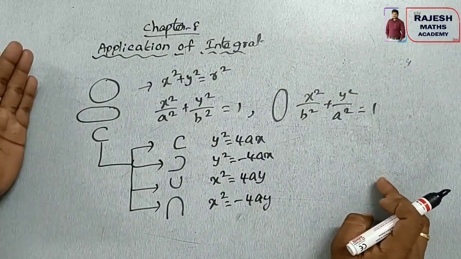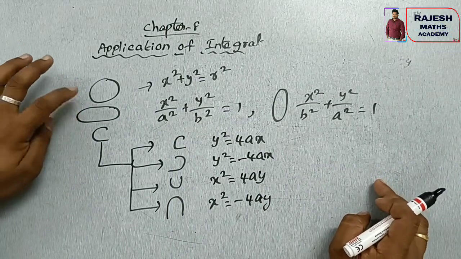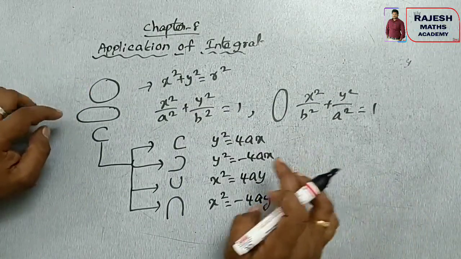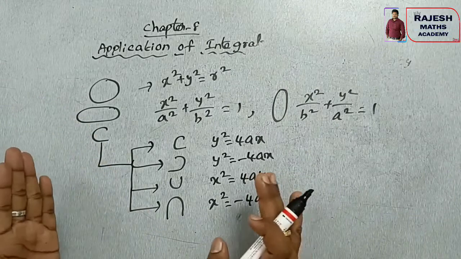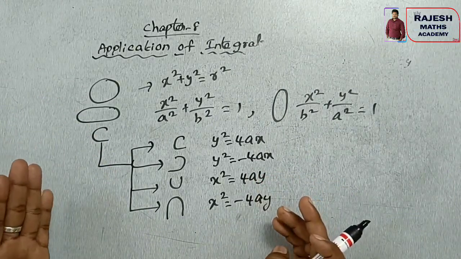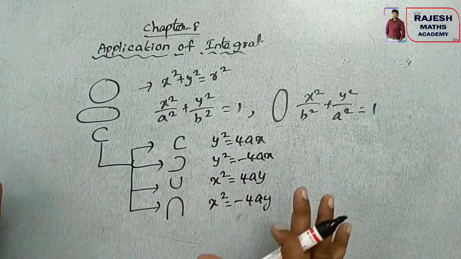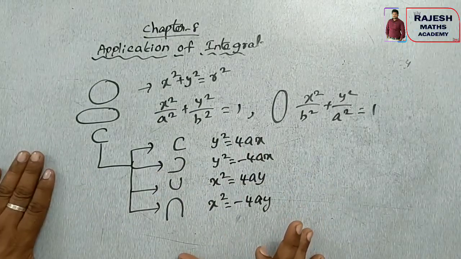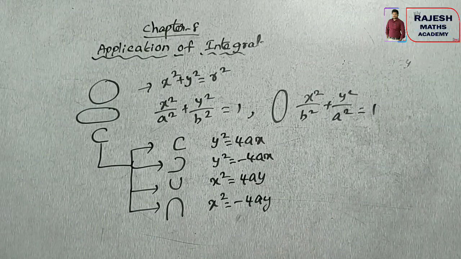While solving problems, we will see area of the ellipse, area of the circle, area of the parabola under that, between the lines, or between the latus rectum and the tangent, like that problems will be given. We have to find that. Clear? Now we will move to the exercise problem, exercise 8.1.